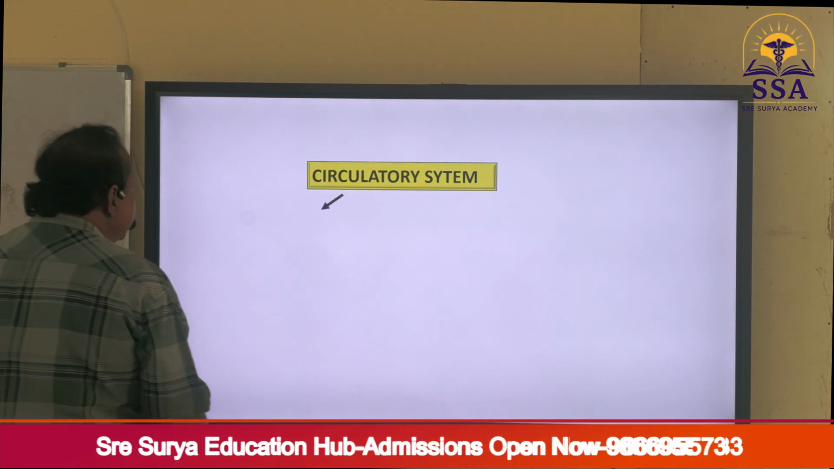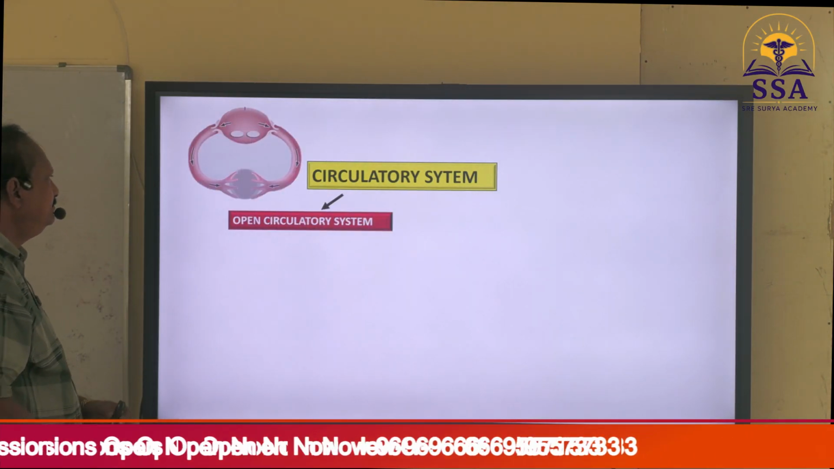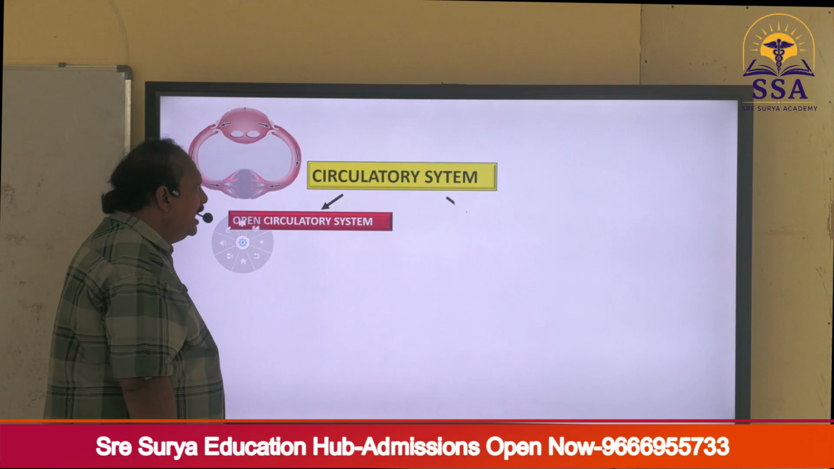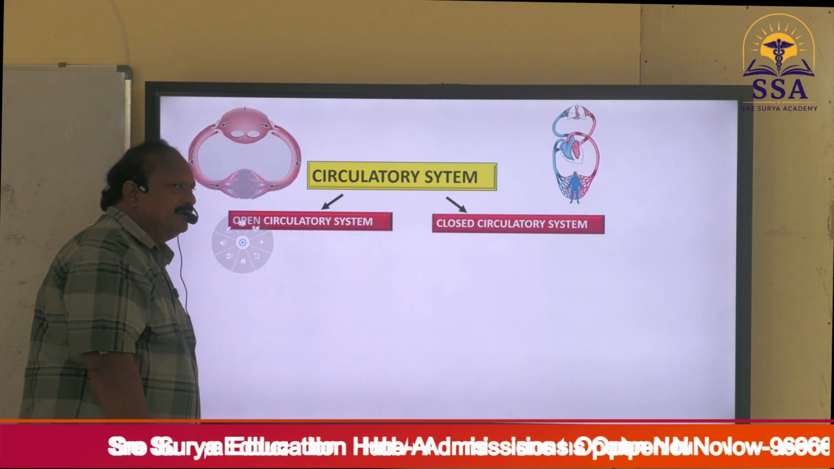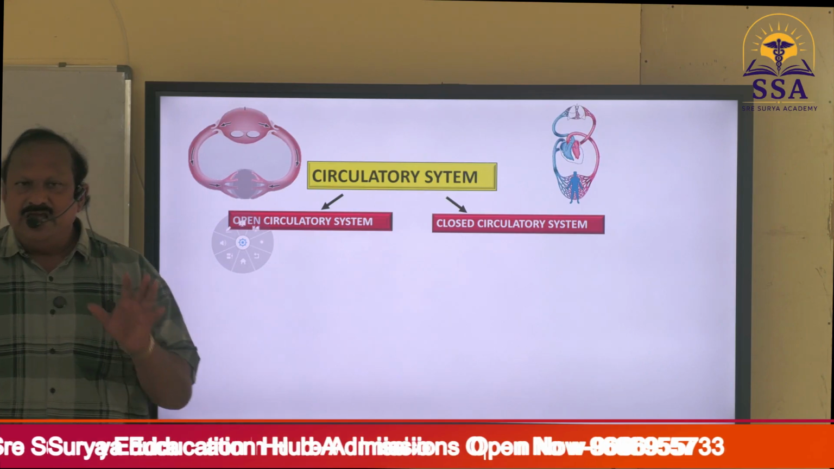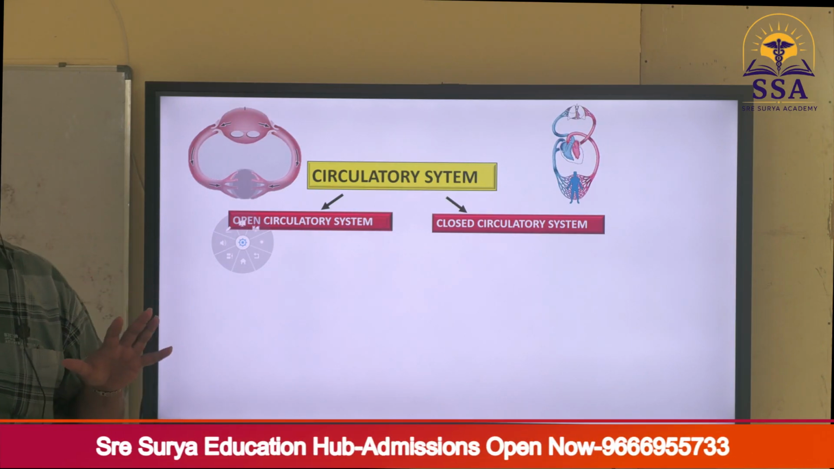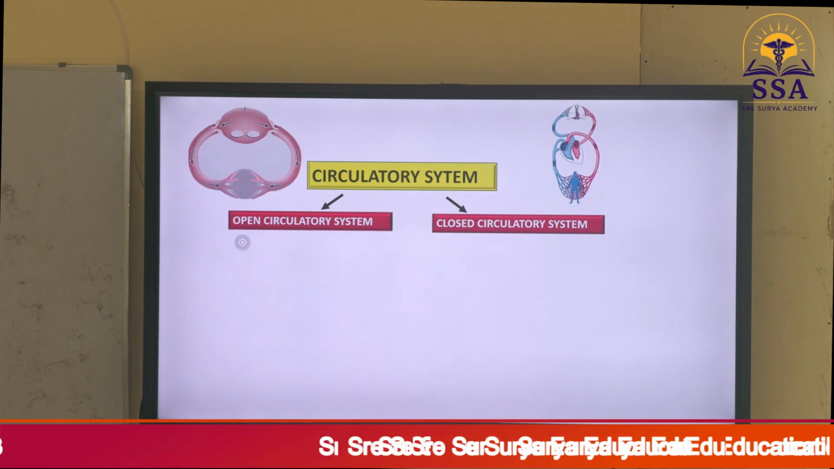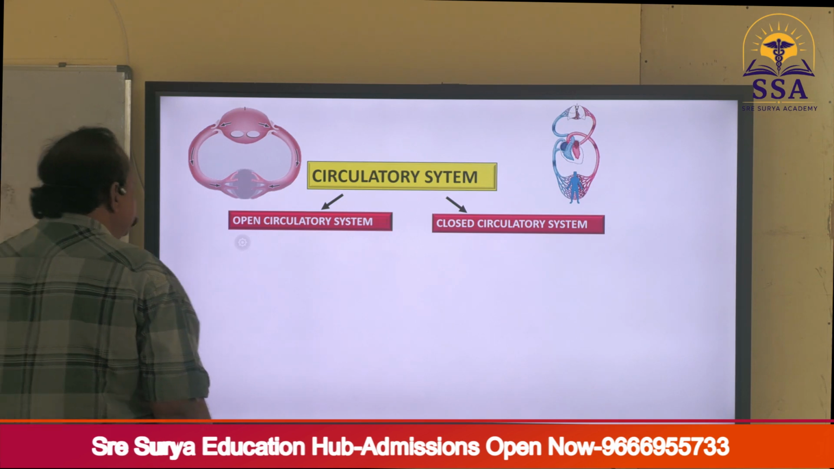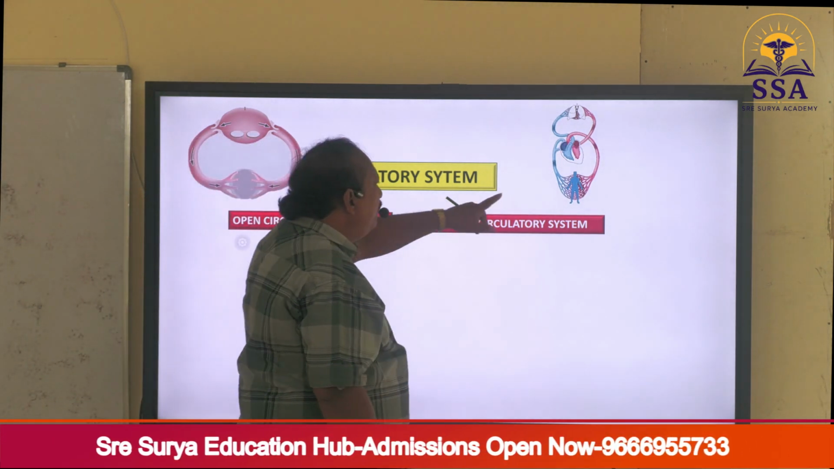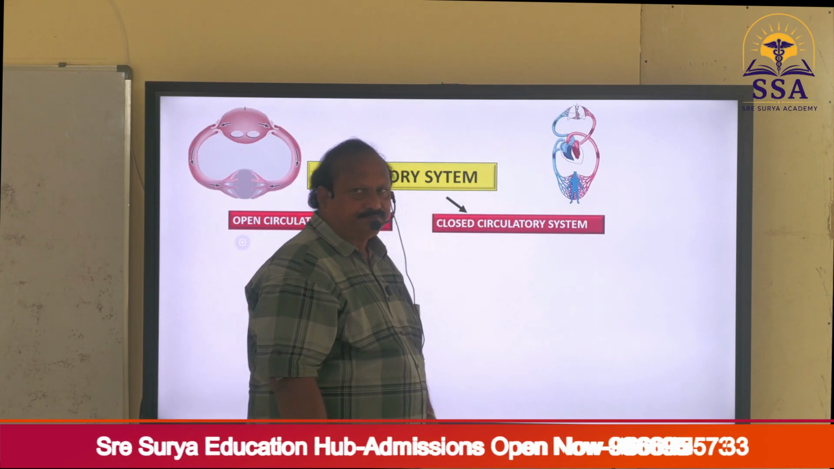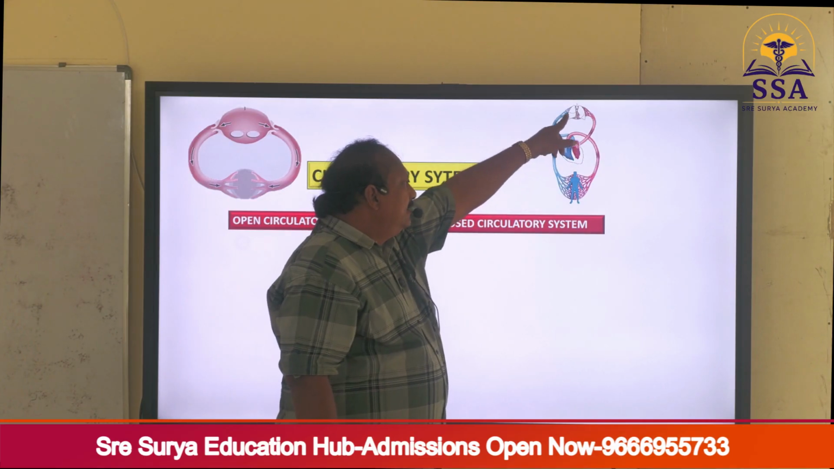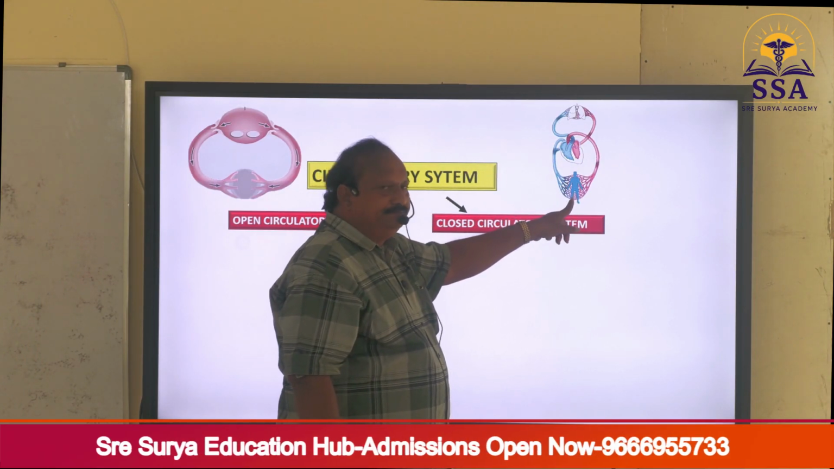The circulatory system is classified into two types. One is the open circulatory system and the other is the closed circulatory system. Carefully observe these two diagrams, which are mentioned under their headings. In the closed circulatory system, you can find this animation. This is the heart, this is the lung, and this is our body.